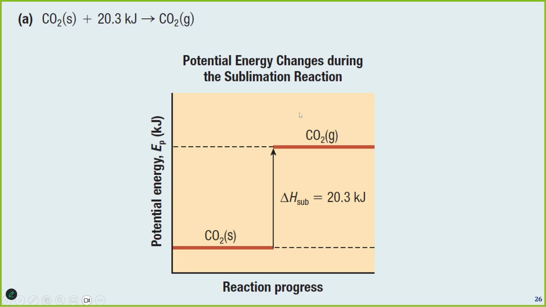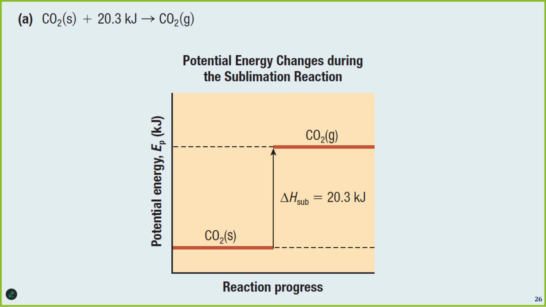Alright, let's have a look at the result. The first one, since the energy term is on the reactant side of the equation, it's an endothermic reaction. You can draw the reaction coordinates with the x-axis labeled reaction progress and the y-axis labeled potential energy, EP, in kilojoules. Since the product will have greater potential energy than the reactant, point the arrow from the reactant upward to the product.